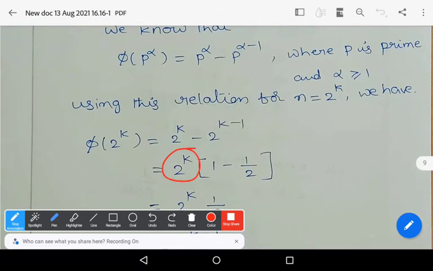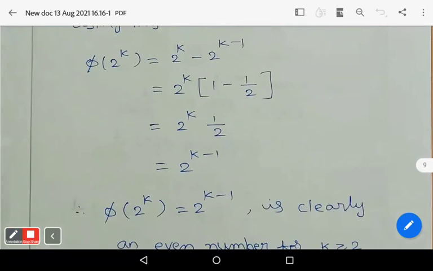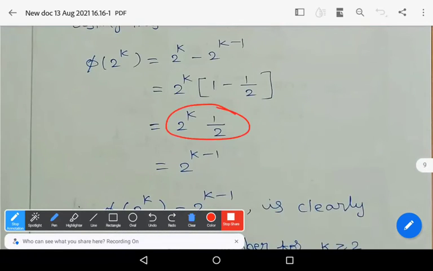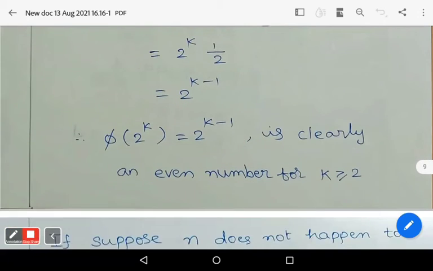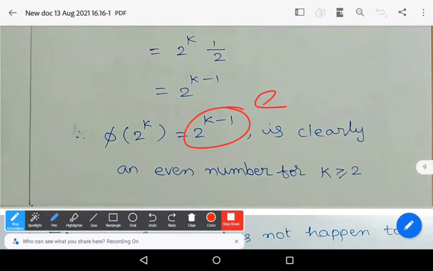By making 2 power k common, you get 1 minus 1 by 2. This is nothing but 2 power k divided by 2, which is 2 power k minus 1. Obviously, 2 power k minus 1 is always an even number, and you can verify that.